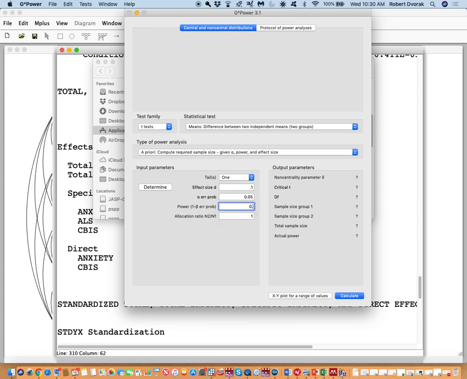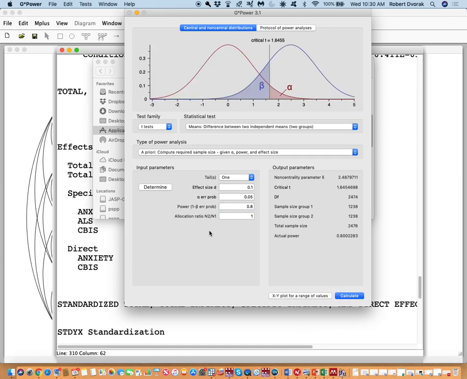And our power of 0.8, and then we hit calculate. And it's very nice. It shows you like your two different distributions here. Here is your alpha level. This is your beta level. The probability that the findings from this group, right, overlap with this group over here. And so if your effect size is 0.1, you see that the sample that you need is pretty high, and that's for each group. You need 2,400 people.